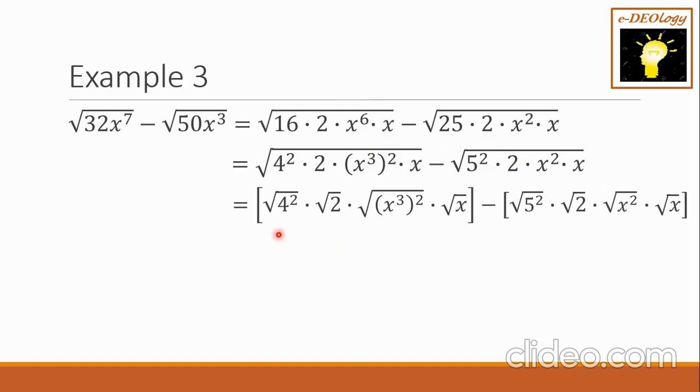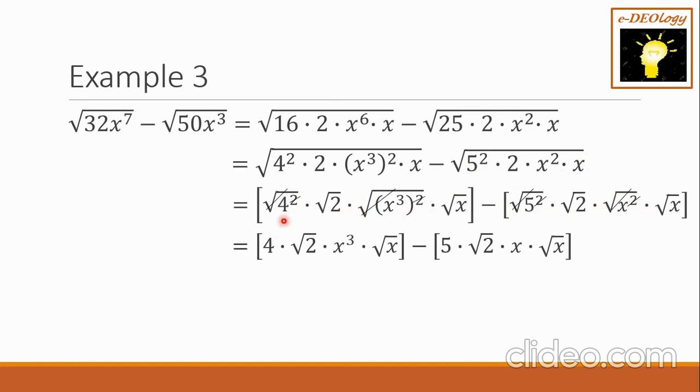The next line is we're going to distribute the radical sign to each of the factors inside the radical. In the first big radical, we now have the square root of 4 squared, times the square root of 2, times the square root of the square of this x cubed, times the square root of x. For the second radical, we have the square root of 5 squared times the square root of 2 times the square root of x squared times the square root of x. And then we're going to simplify further.